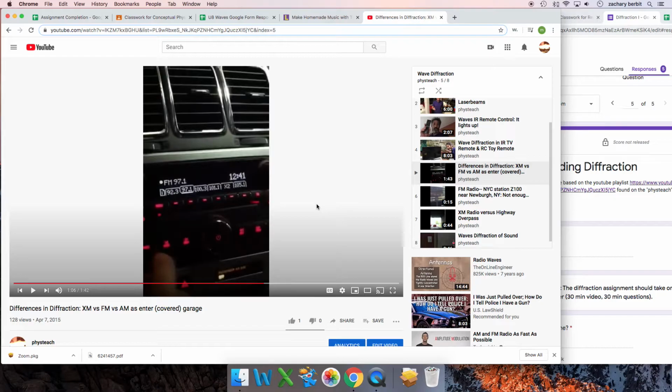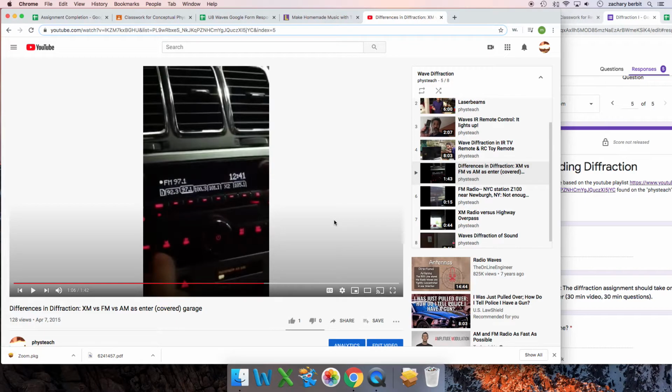Note 8, there are different types of radio waves, just like there are different colors of visible light. Now, after we talked about the different types here, the AM, the FM, the XM, we actually did a comparison. You saw the car drive in, and you saw them cut off at different points. So that brings us to our comparative note.